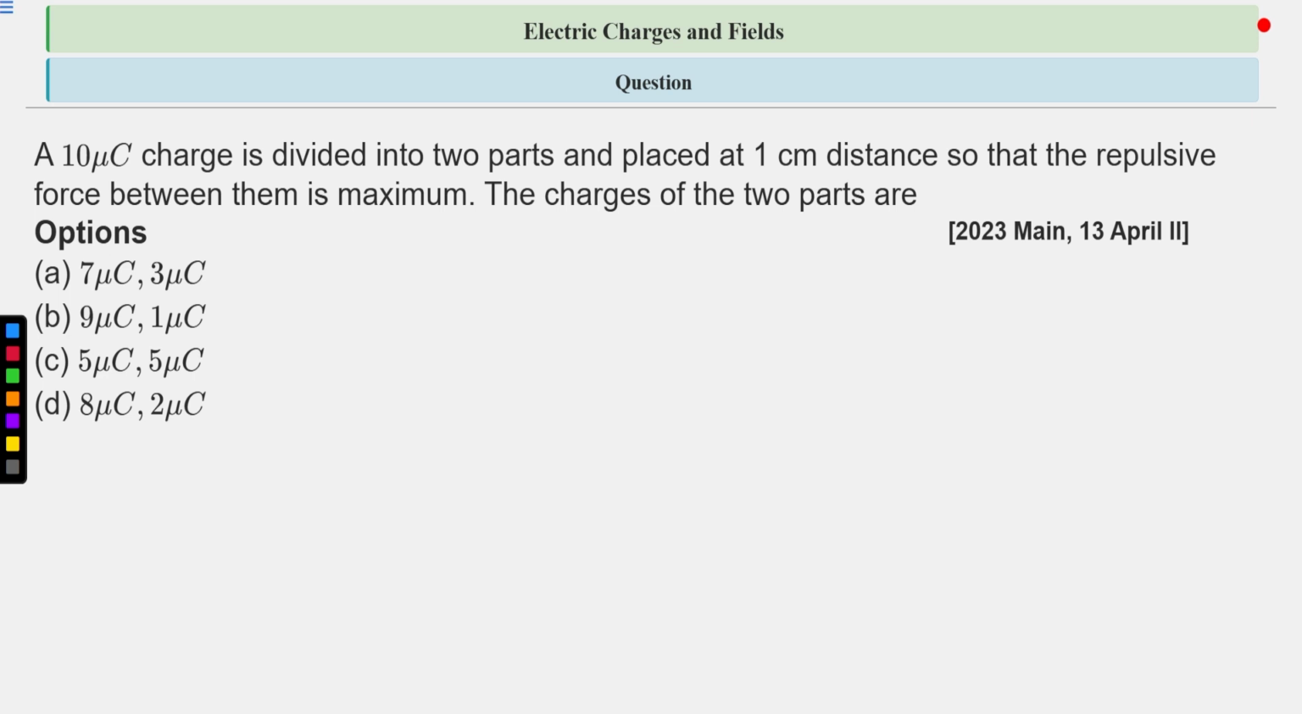So options are 7 microcoulomb and 3 microcoulomb, 9 microcoulomb and 1 microcoulomb, 5 microcoulomb and 5 microcoulomb, and 8 microcoulomb and 2 microcoulomb. 5 microcoulomb and 5 microcoulomb is the one option which I assumed earlier, but it might not be the answer, or it might be the answer. So I will give you some time to think.